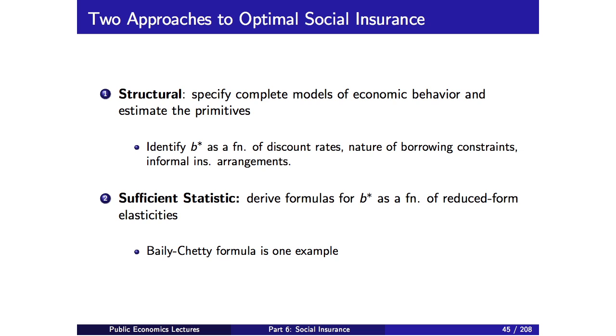A second approach, which is more along the lines of what we've been discussing here, is to derive formulas for the optimal benefit as a function of the reduced form elasticities that people are estimating in the program evaluation literature on social insurance. And so the formula that I'm going to talk about now is one example of this, and then basically in this lecture we'll talk about various ways to solve that formula and connect it to empirical estimates without putting too much structure on what the underlying model is. Okay?